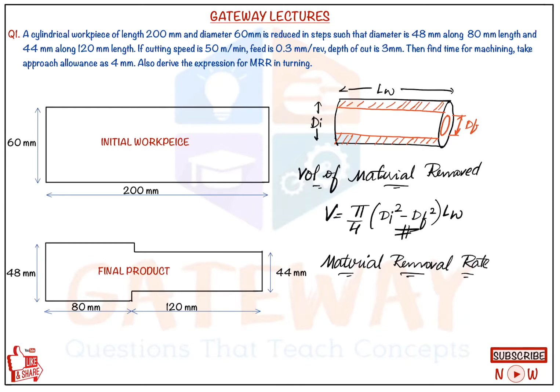So generally rate will be in two terms, one with respect to time and one with respect to length. Here, with respect to time, metal removal rate, MRR, is nothing but volume of metal removed upon time for machining a single pass, from the start of the workpiece to the end of the workpiece, right? So that is nothing but pi by 4 (di square minus df square) into length of the workpiece, upon the time of machining.